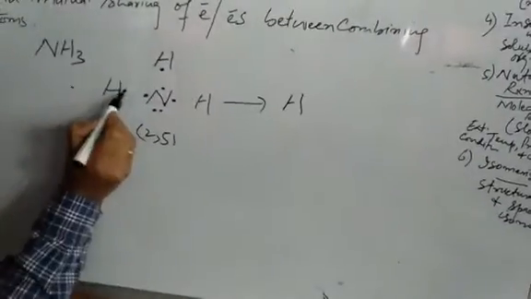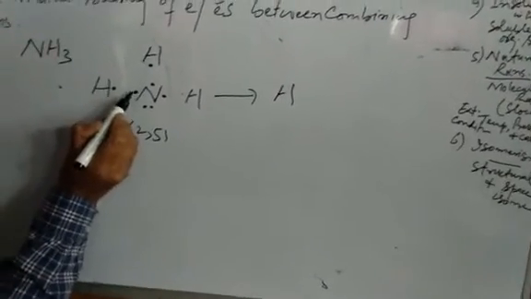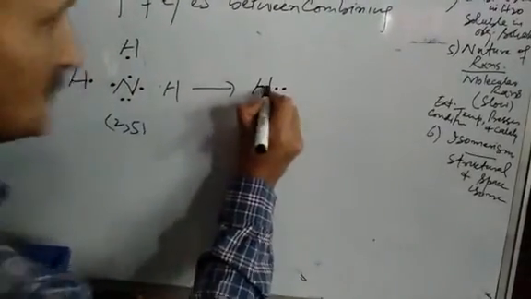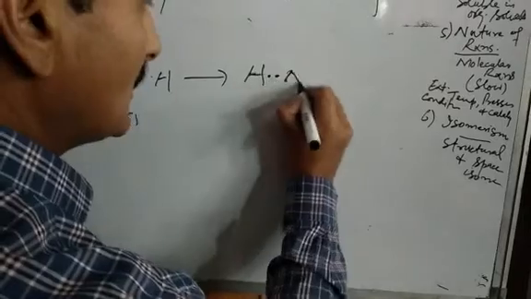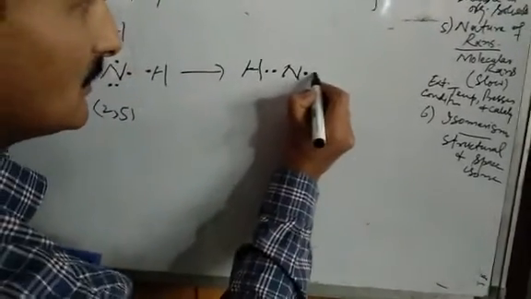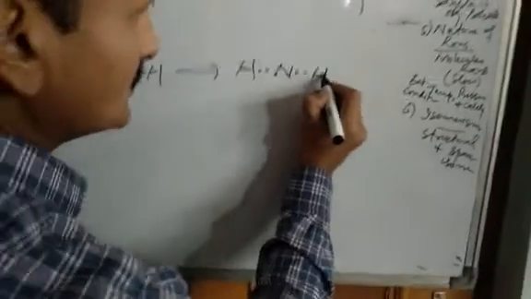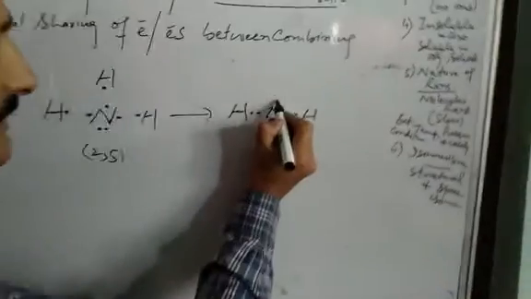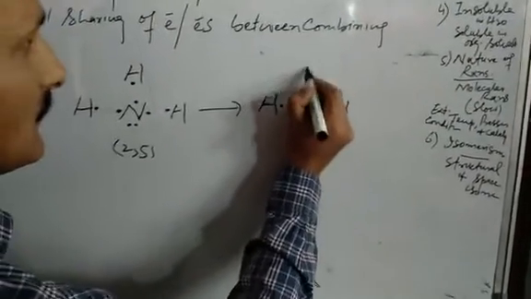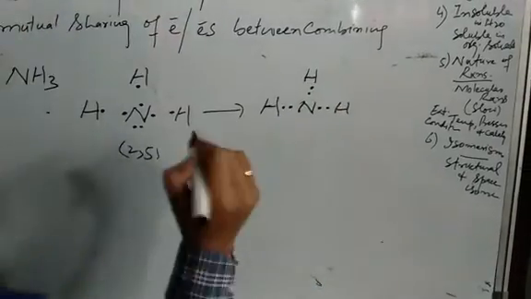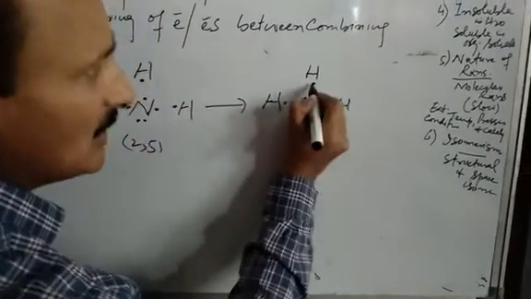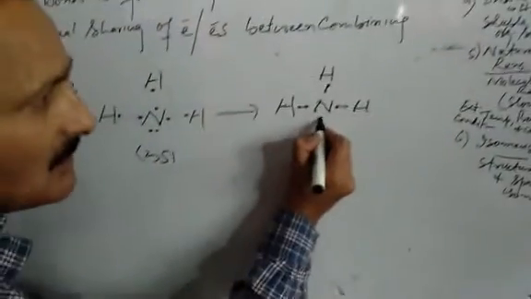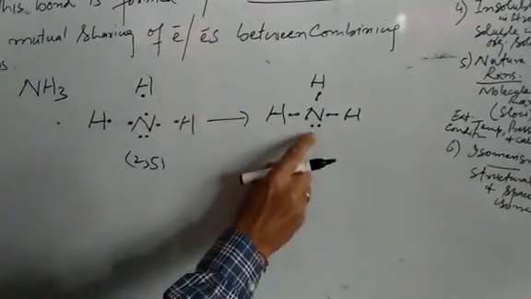So there will be mutual sharing of this pair, this electron of nitrogen and this electron of hydrogen, like this. Similarly, there will be mutual sharing of this pair between nitrogen and hydrogen. Similarly here, now how many bonds? Single covalent bond, single covalent bond, single covalent bond, and then this pair which is not taking part in bonding, this will be a lone pair.